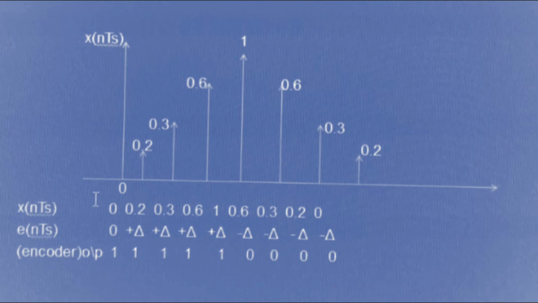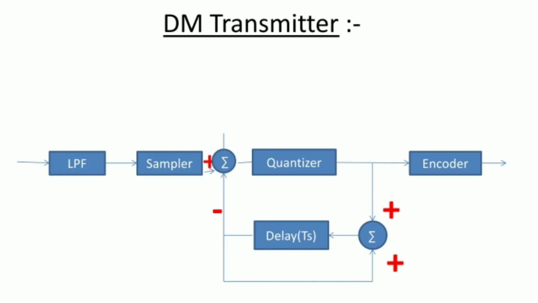transmitter to the receiver. This is the basic block diagram of the DM transmitter, in which our message signal is passed through the low pass filter, then the sampler, then the quantizer. The output of the quantizer is sent back as feedback to the summation part, and the resultant is sent to the encoder. This functioning is the same as DPCM, that is differential pulse code modulation.